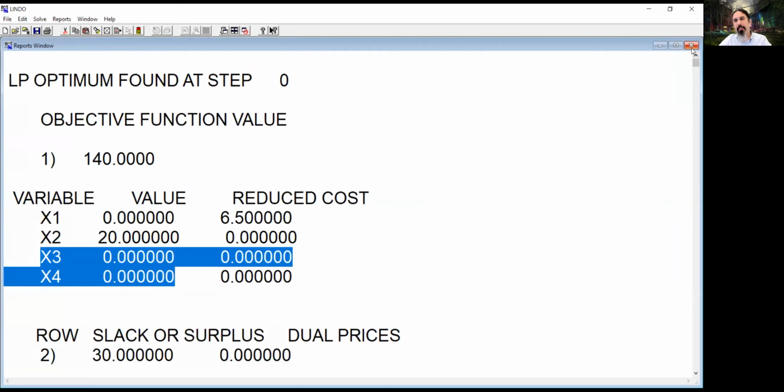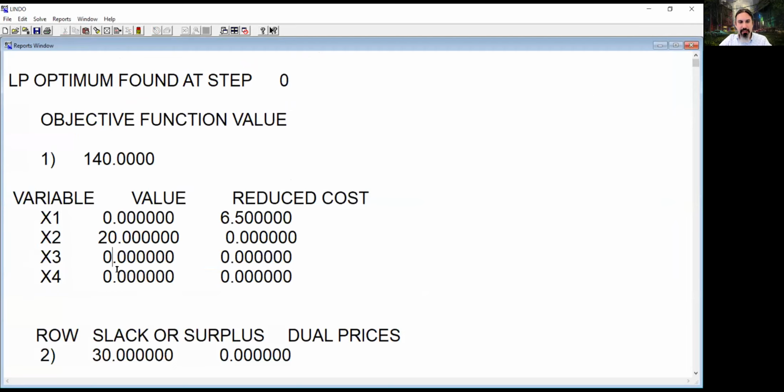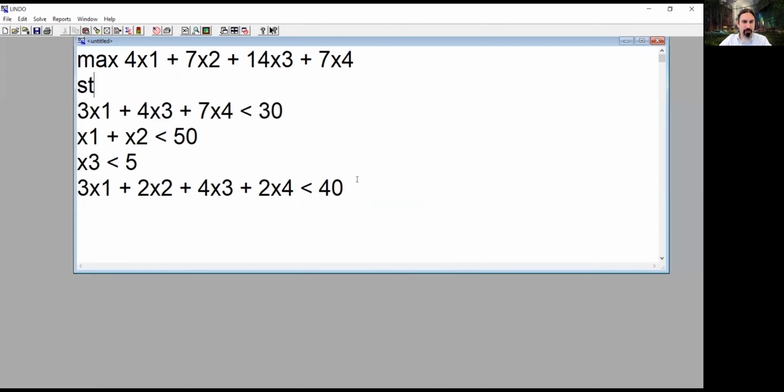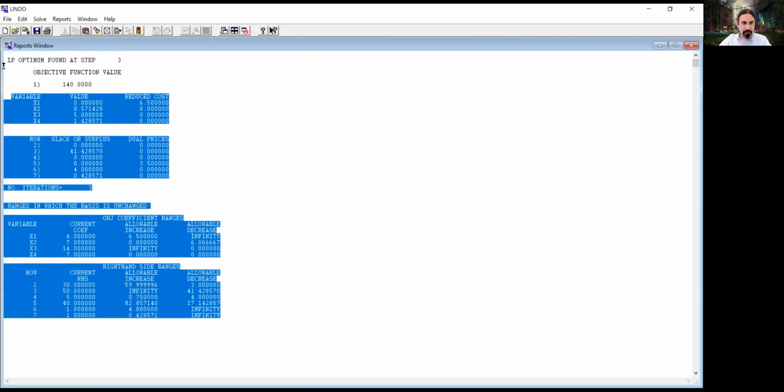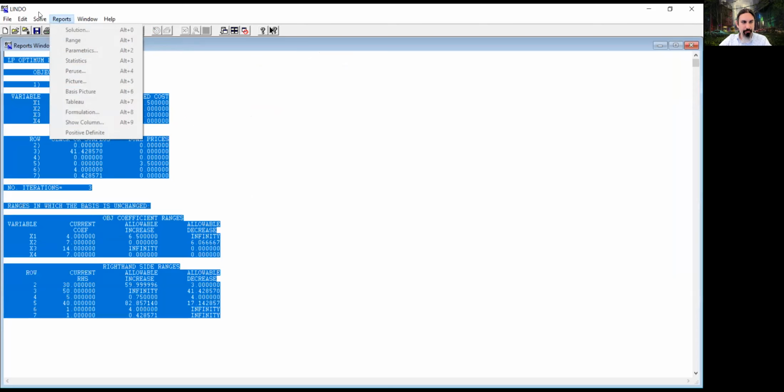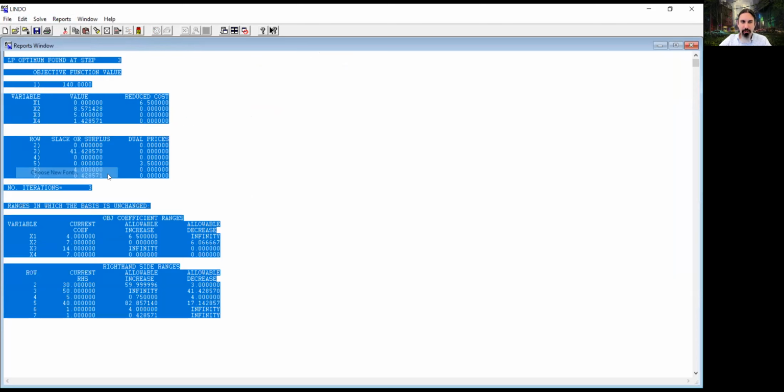Okay, let's try to force them. I will try to force x3 and x4 into the solution. I don't know if it will break, but let's just say x3 is greater than 1 and x4 is greater than 1. Let's try to force them. Now we will have 1, 2, 3, 4, 5, 6 basic variables if it works. Yes, sensitivity analysis, please. Now let's see what happens. We are trying to force them to be in the solution.